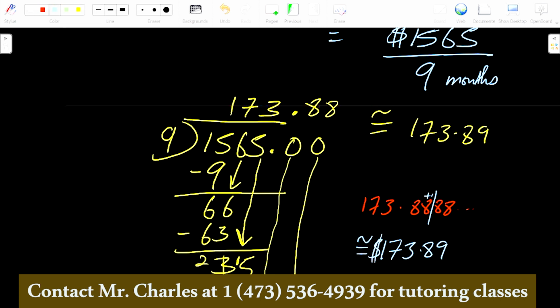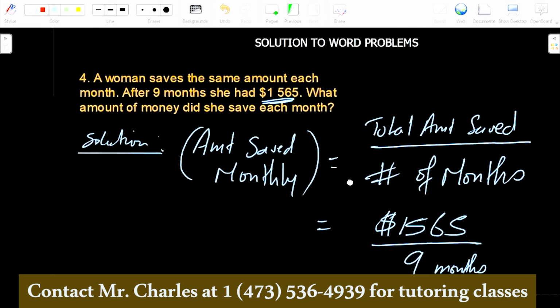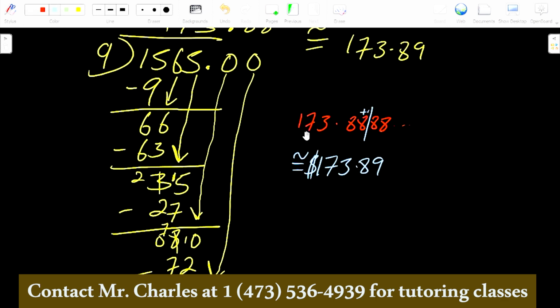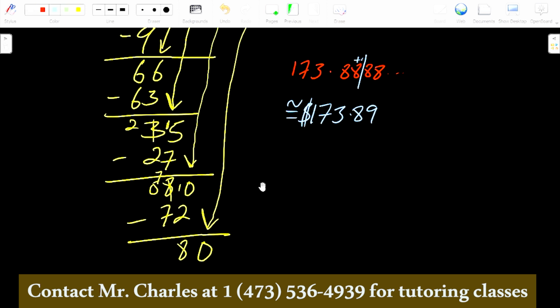So that's $173.89. That is the amount that was saved monthly. Or the monthly amount saved is $173.89, and that's our answer there.